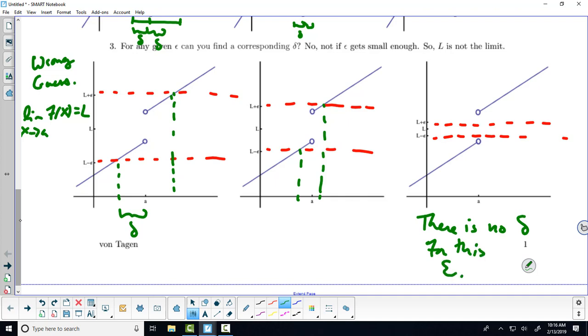There's no number within A that would guarantee I would get within that epsilon strip. And so that means our guess is wrong.